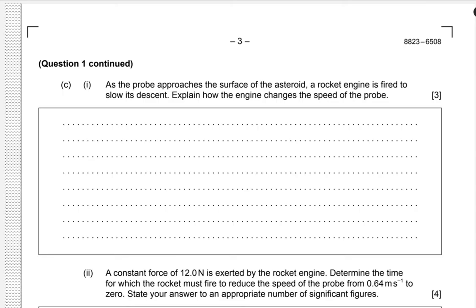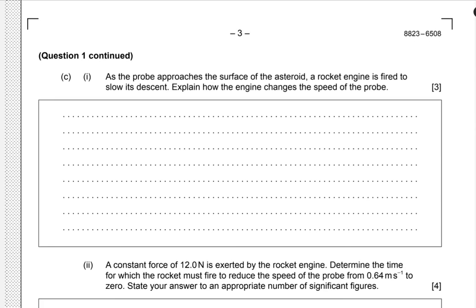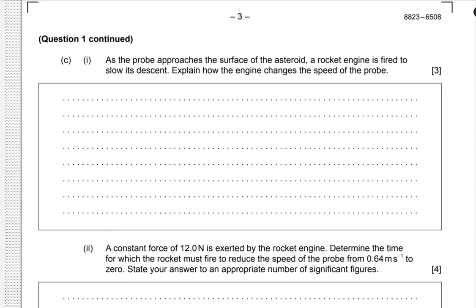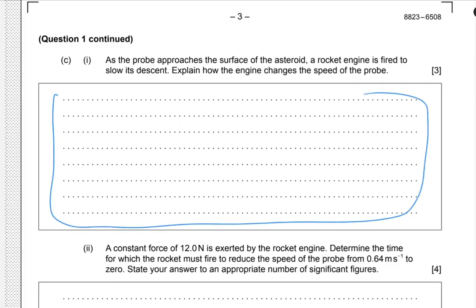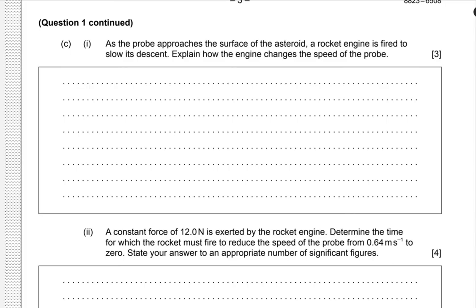So in part C, we are told that the probe approaches the surface of this asteroid, and they fire a rocket engine to slow it down, and we need to explain why this is the case. And as you can see, this is 3 marks, so we need to write quite a bit, and we are given quite a lot of space. So these are just hints that you probably don't want to just write one line as an answer. But so why this is the case? I mean, there are multiple ways to explain it.